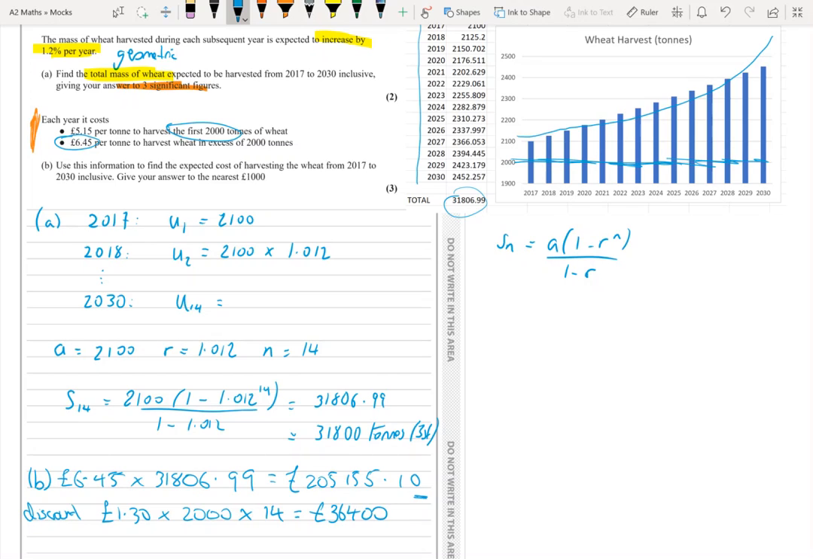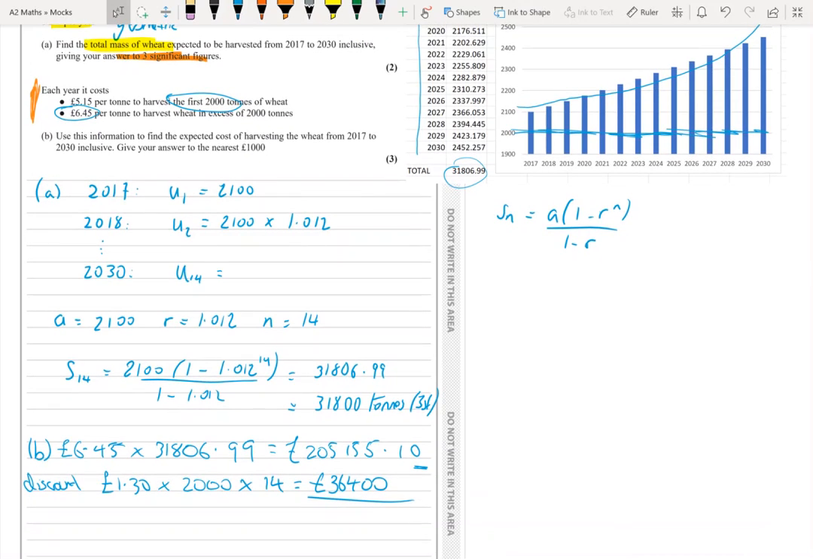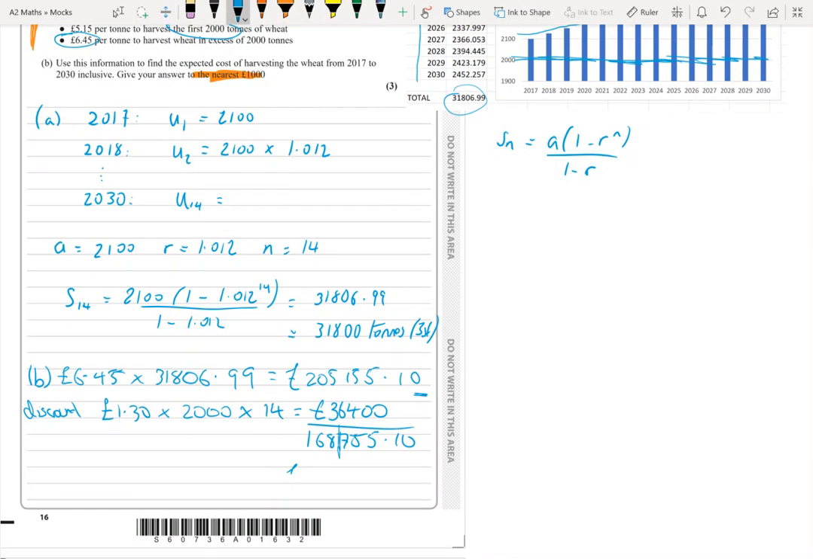And so if we subtract our total price minus that discount, we'll be left with what the actual cost is. And that turns out to be 168,755.10. And again, checking the question, it wants the answer given to the nearest £1,000. So we just need to round that. That's 169,000 to the nearest 1,000.